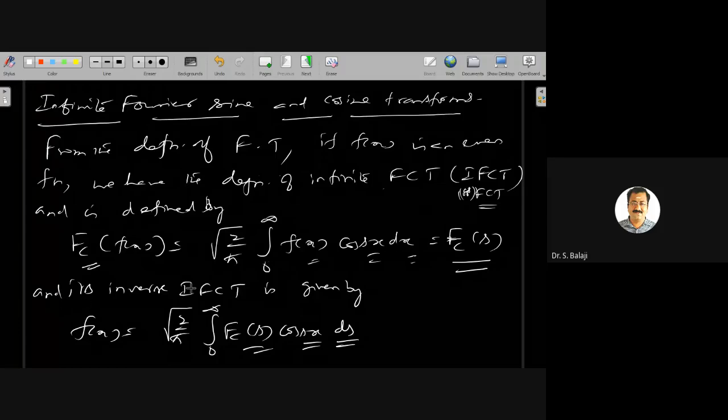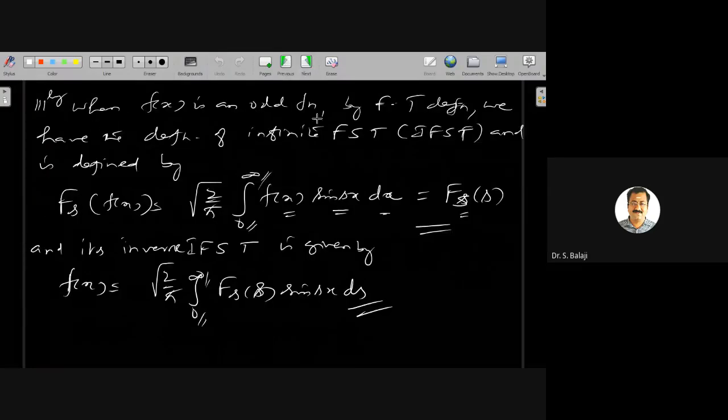Similarly, its inverse, the IFCT or inverse Fourier cosine transform, is given by f of x equal to root of 2 by pi, integral 0 to infinity of Fc of s cos sx ds.